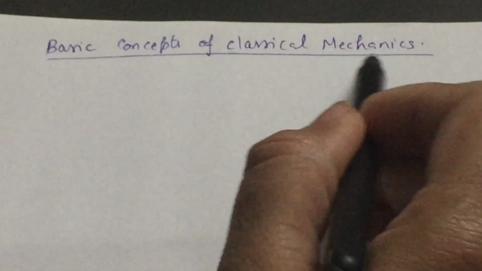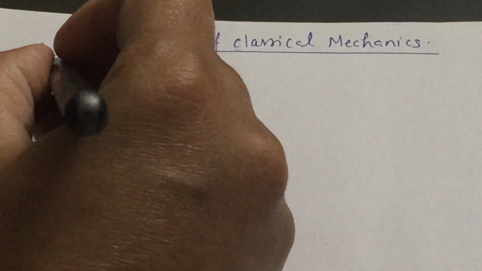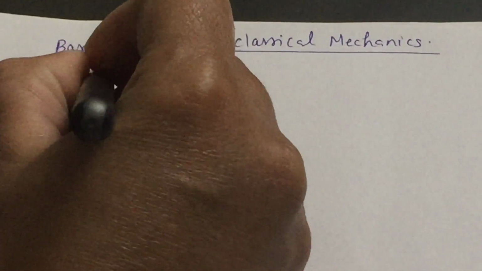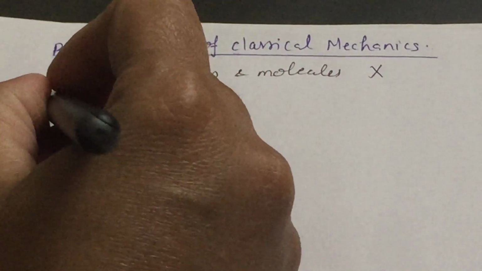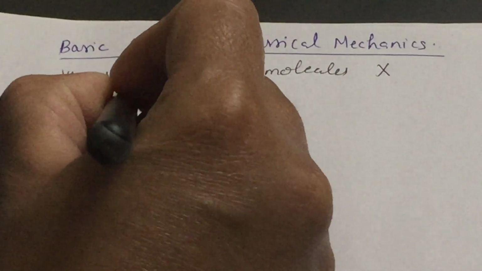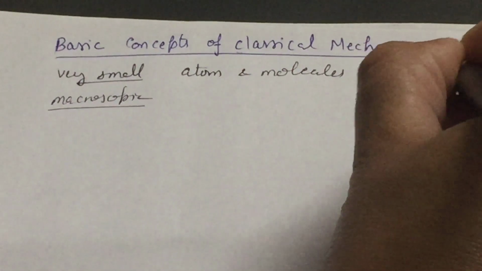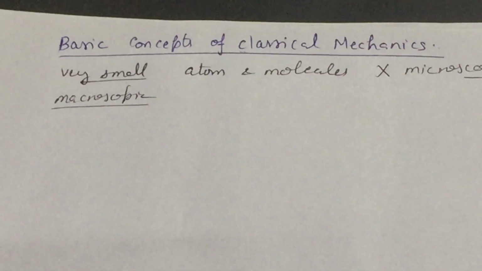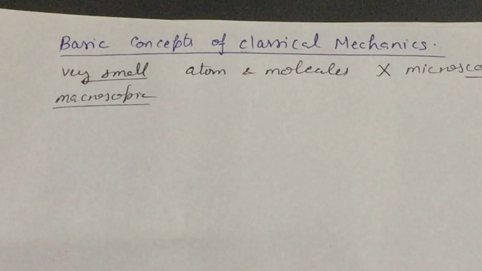Here we are dealing with the basic concepts of classical mechanics. Classical mechanics is that branch of physics which deals with not very small particles. It means we are not studying atoms and molecules here, and not very large particles or macroscopic particles. It means we are not dealing with microscopic particles, the subatomic particles, and we are not dealing with large size particles, that is macroscopic particles.